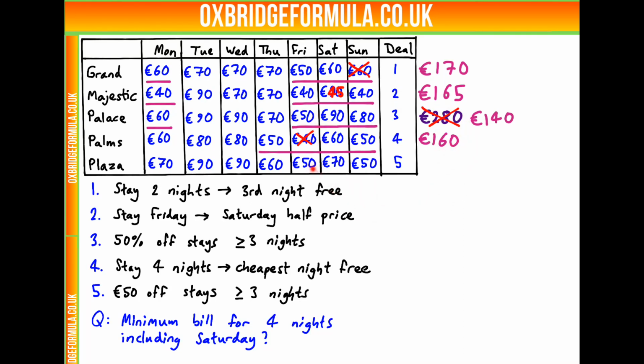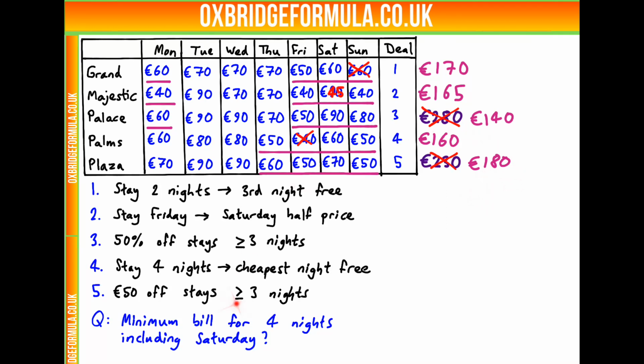And finally, for the Plaza Hotel, we get 50 euros off if we stay for more than 3 nights. Which nights are we going to choose? We know we need Saturday, and it looks like Monday, Tuesday, and Wednesday are more expensive, so let's go Thursday to Sunday. What's our total going to be before we take off this 50 euros? 60 plus 50 is 110, 180, 230. Take off the 50 euros, takes us to 180.